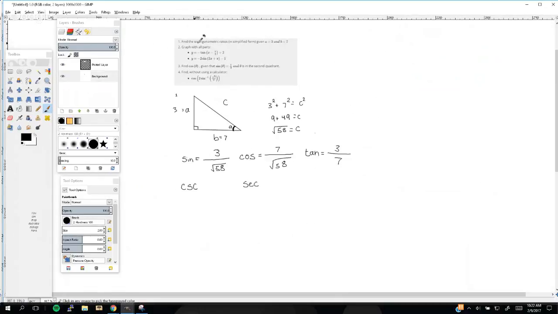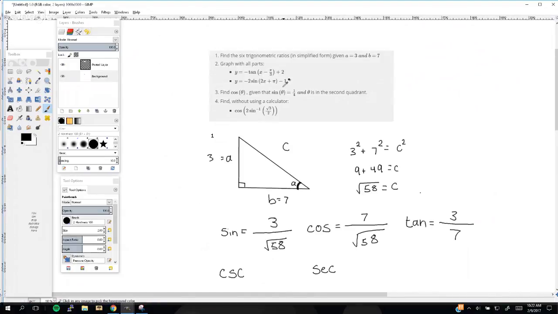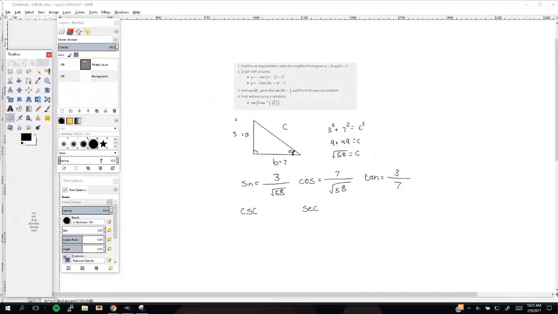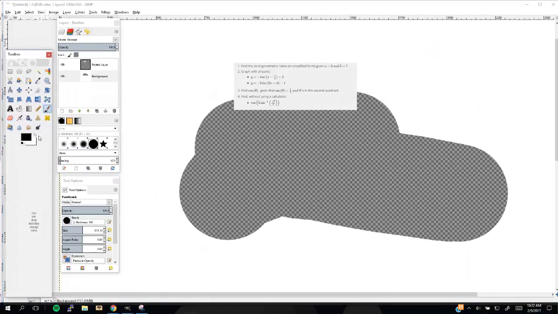And then the second thing he wants to do is graph all parts of these two. And okay. Not what I wanted to do.